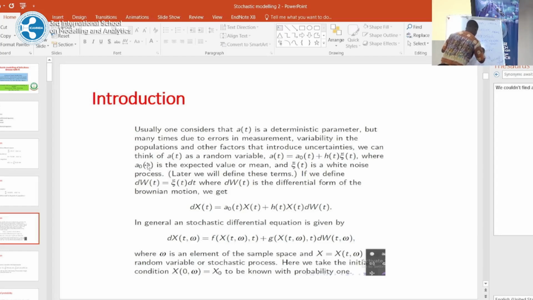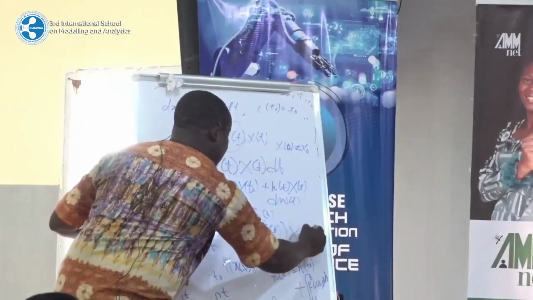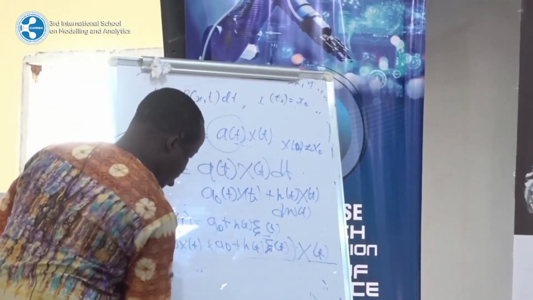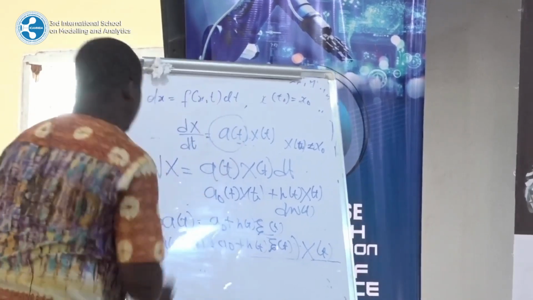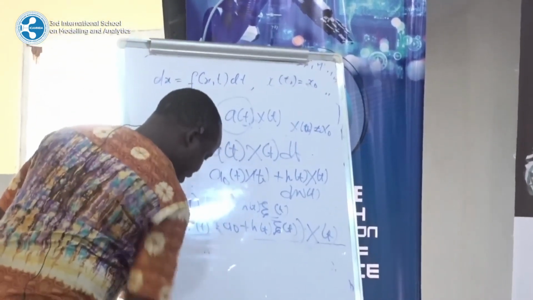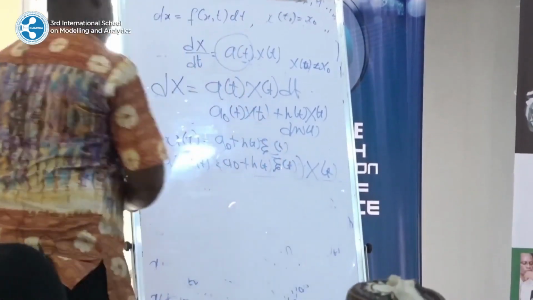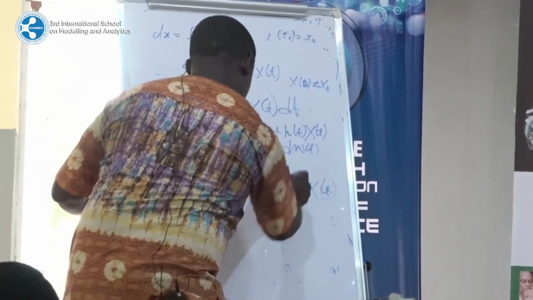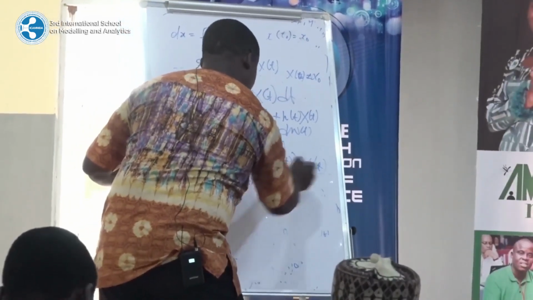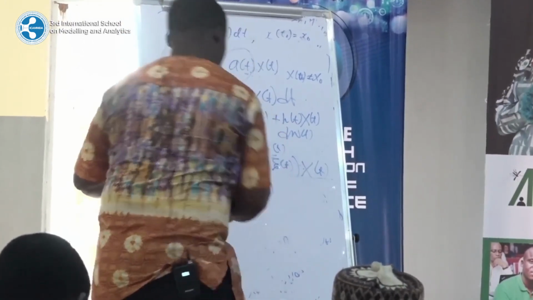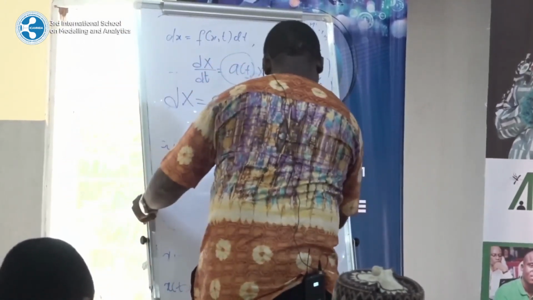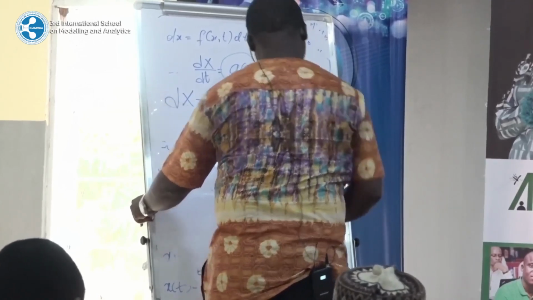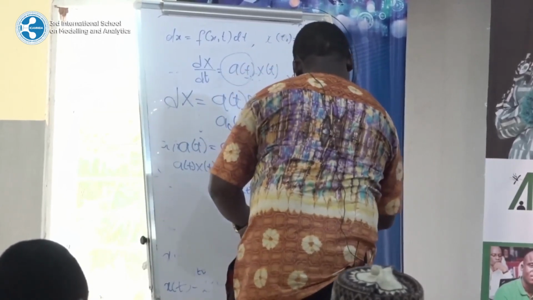multiplied by x of t. So in other words, this one is going to be A naught of t multiplied by x of t plus h of t, x of t, psi of t.